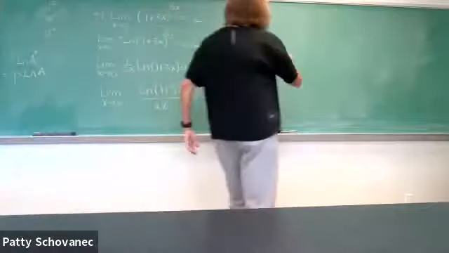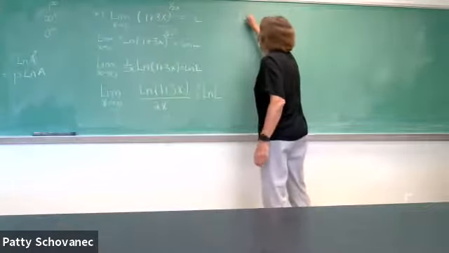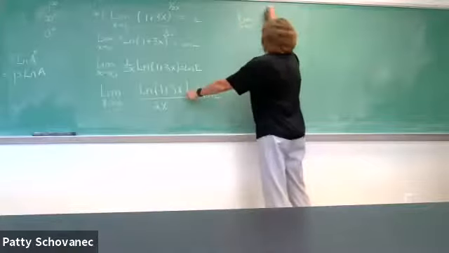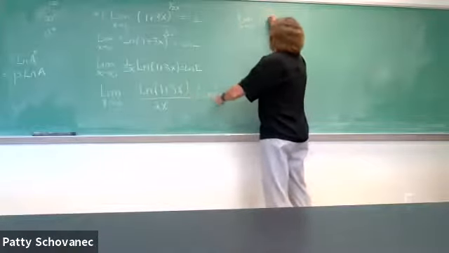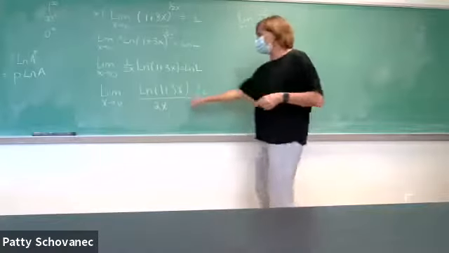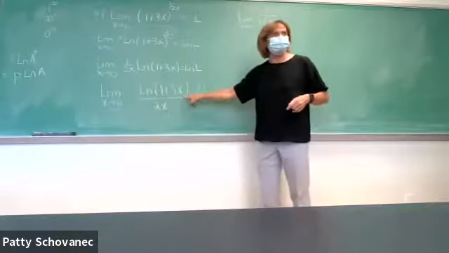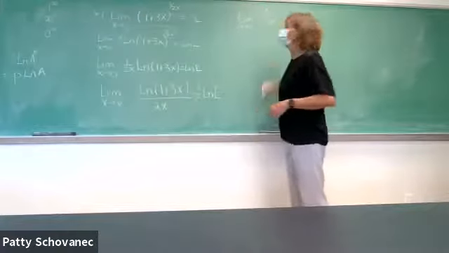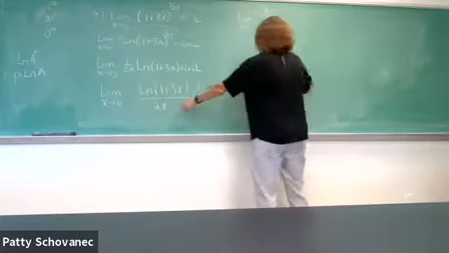Your limit? One over u, so 1 over 1 plus 3x. And now we go inside: the derivative of 1 plus 3x will give me a 3. I'm just going to put it right up here. Downstairs, the derivative of that is 2.